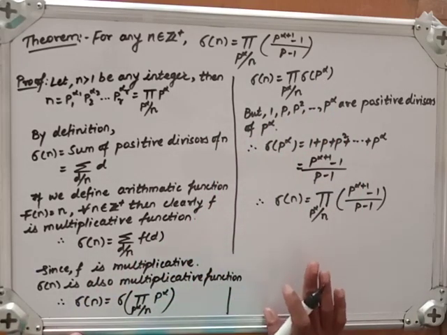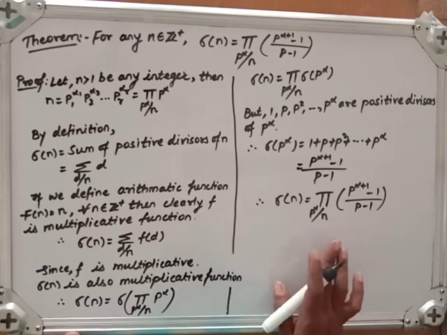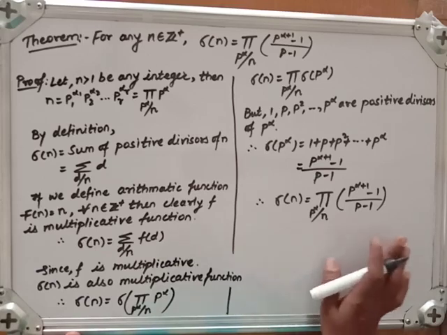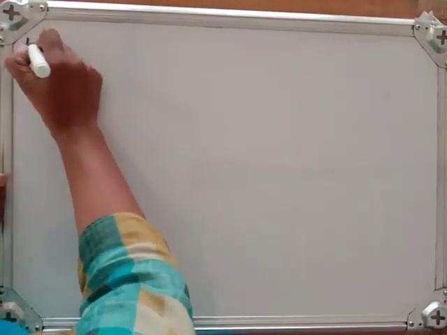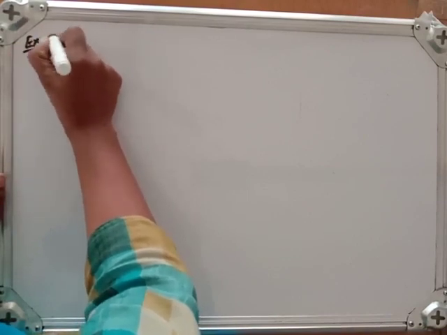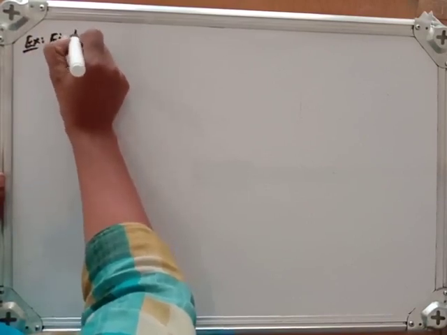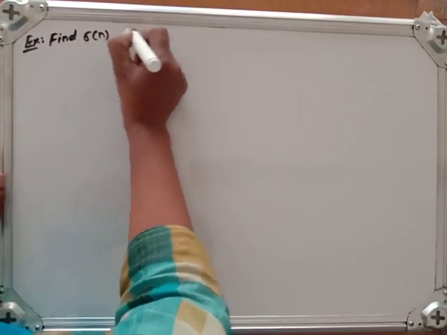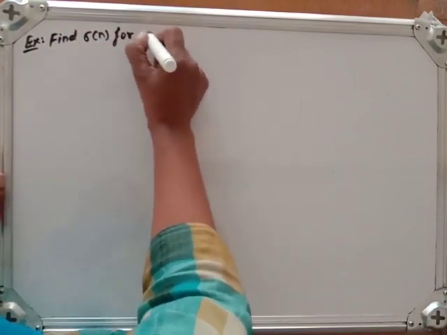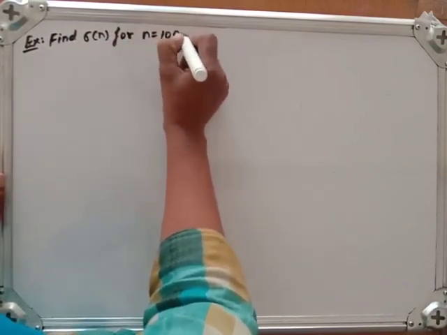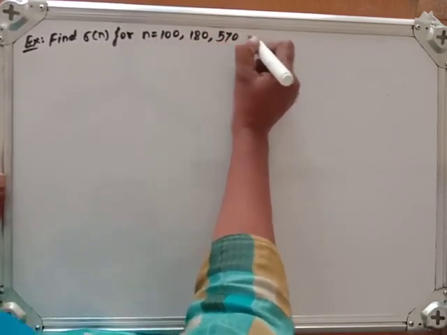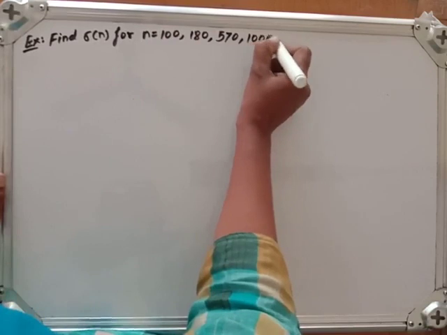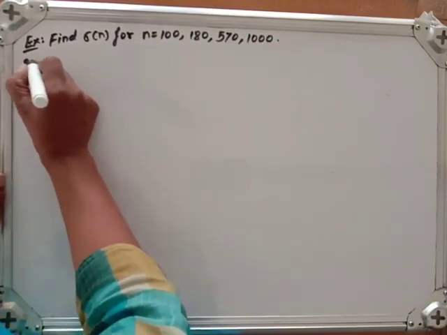This is about this theorem, but it is a very useful theorem. We can easily determine sigma n for a large integer here. So let's see the example. Example: find sigma n for n equal to 100, 180, 570 and 1000.